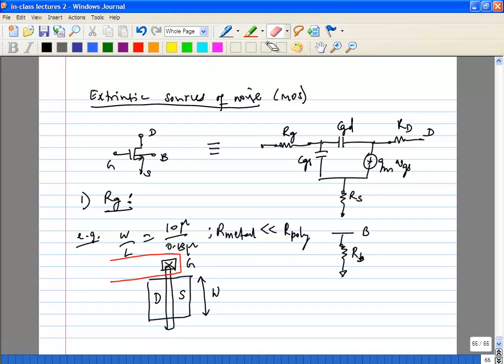So let me remove this here. Something like this. So remember that I told you this is actually a distributed resistance, but in a coarse way you can see that this will at least halve the resistance. So this is one way.